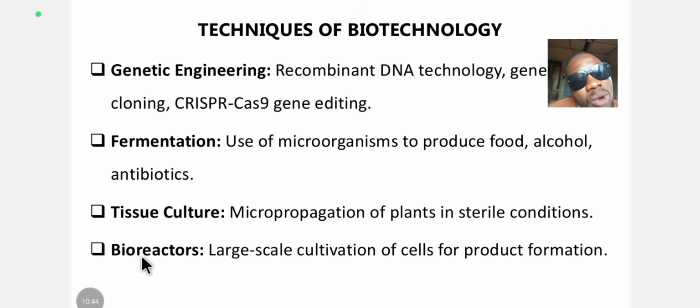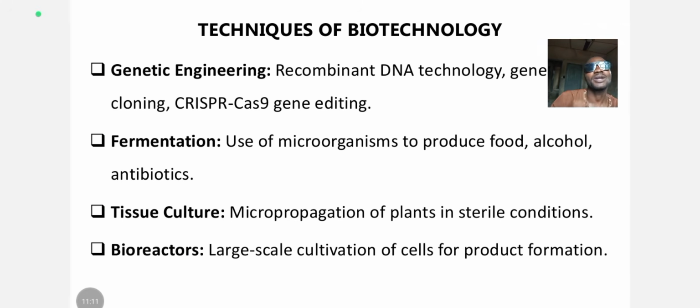All right. The final one we have here is bioreactors, and in bioreactors you have large-scale cultivation of cells for product formation. Hope you understood. Large scale. When you hear bioreactor, you're talking about large scale, okay?